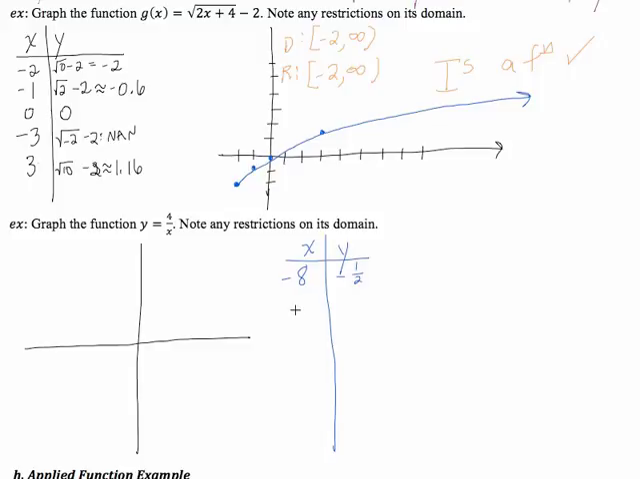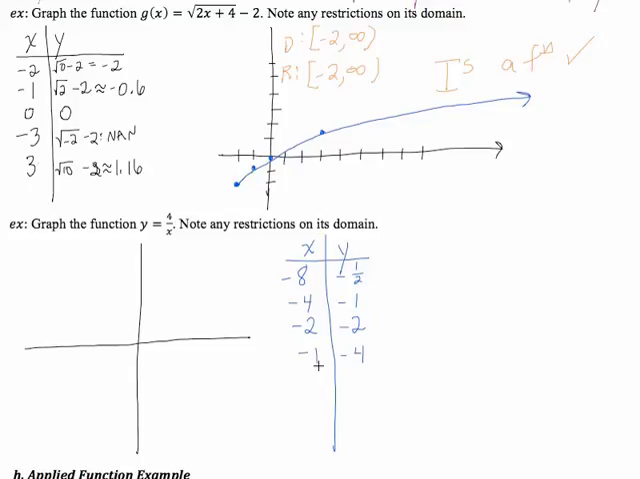I'm going to pick easy numbers here. So if x is negative 4, I'm going to have 4 divided by negative 4, which is negative 1. If x is negative 2, 4 divided by negative 2 is negative 2. If x is negative 1, 4 divided by negative 1 is negative 4.